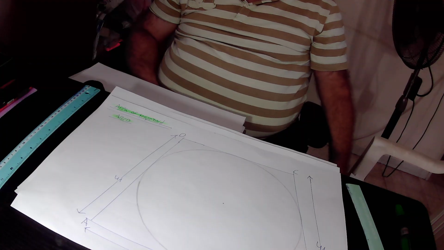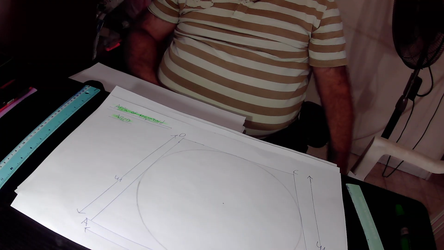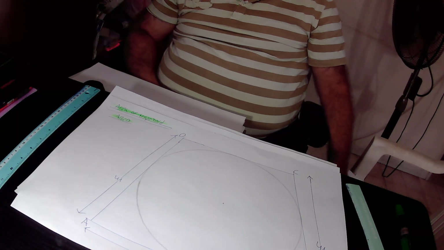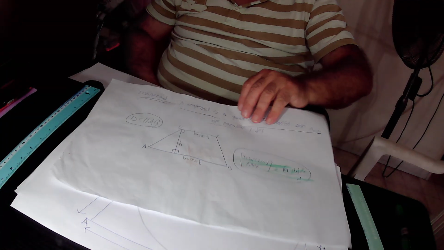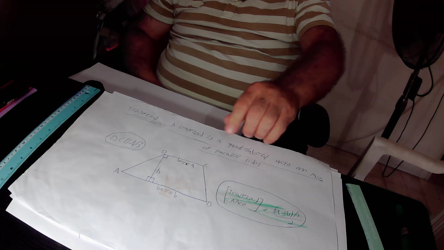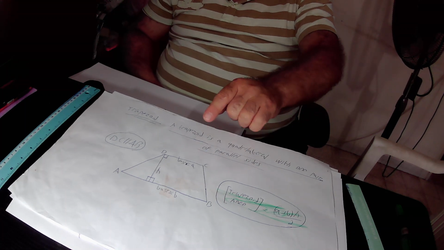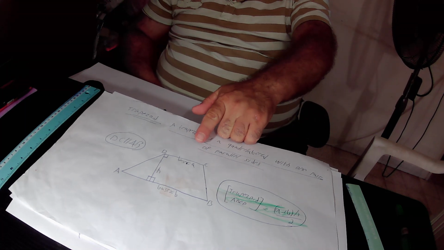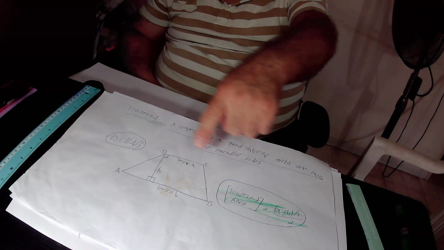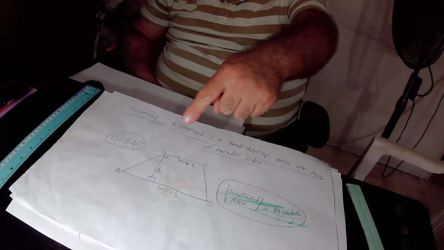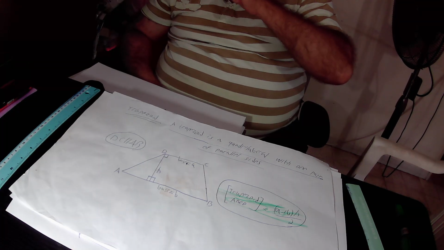So first of all, what is a trapezoid? A trapezoid is a quadrilateral with one pair of parallel sides. This is trapezoid ABCD. Side DC is parallel to side AB. So in quadrilateral ABCD, side DC is parallel to side AB, and therefore quadrilateral ABCD is a trapezoid.